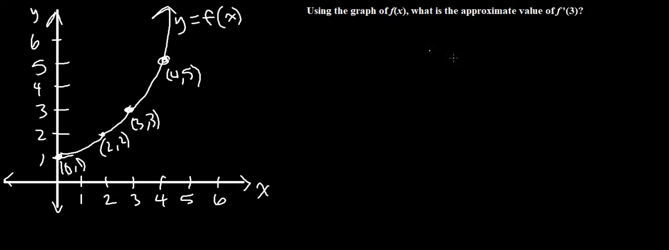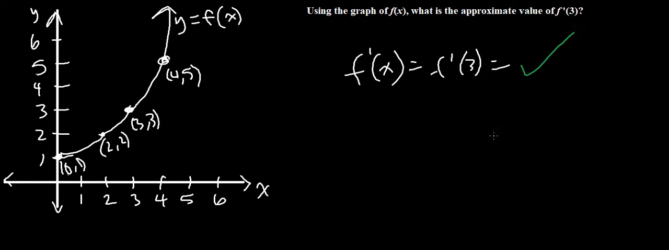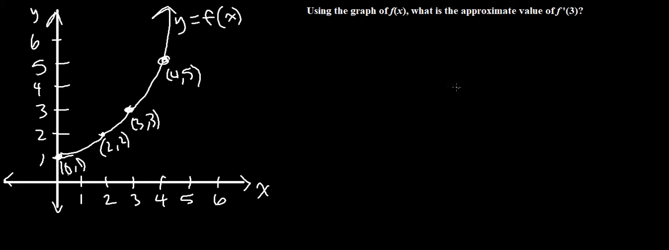And we're asked the question, using the graph of f of x, what is the approximate value of f prime of 3? So normally, if we're given a function, we just take the derivative, plug in f prime of 3, it gives us a number, and we're good to go. Except that I noticed that they didn't give me what f of x was. They gave me a graph of f of x, but they didn't tell me exactly what f of x is.